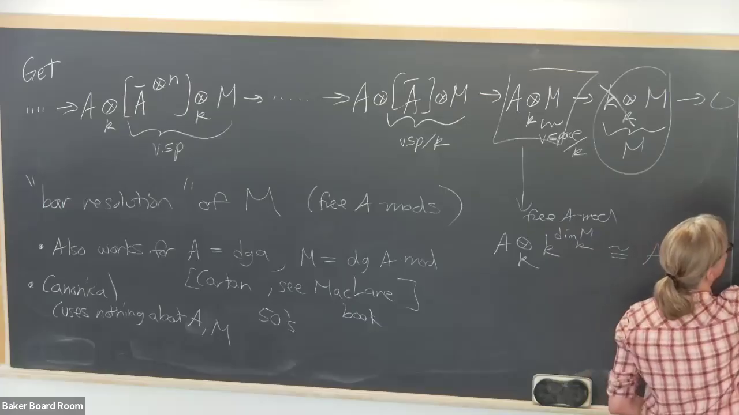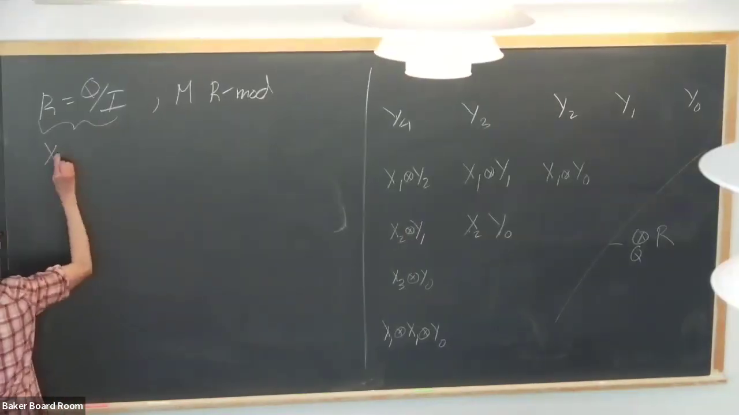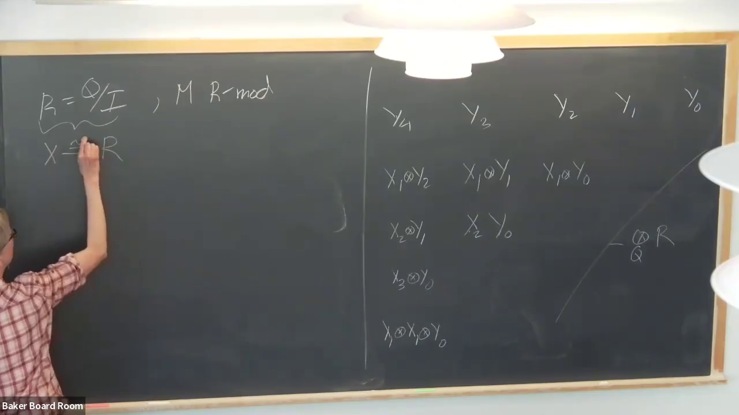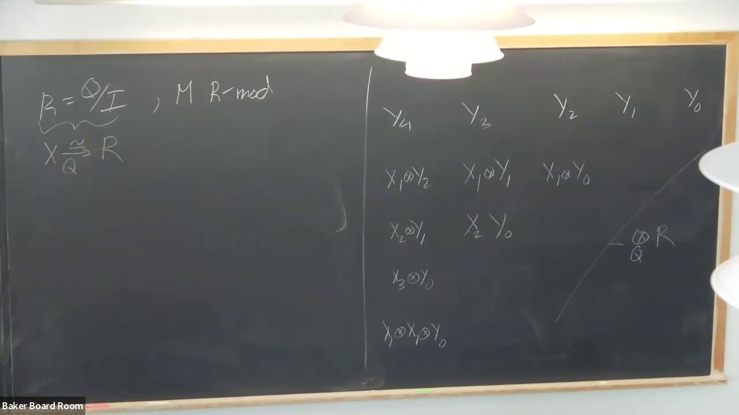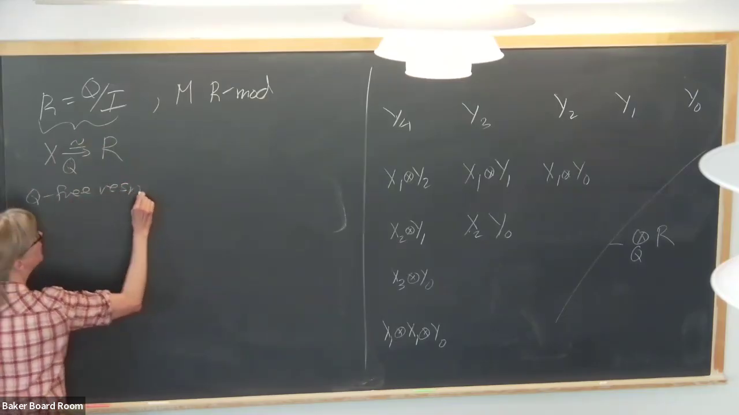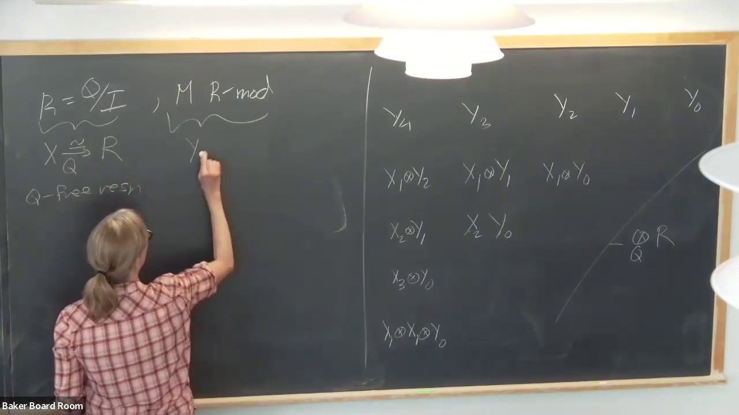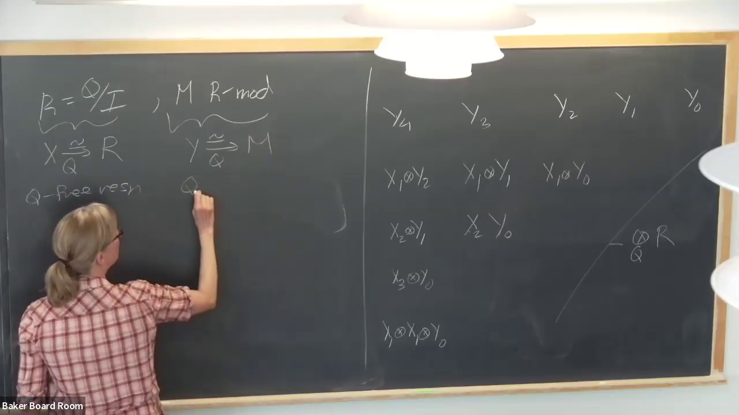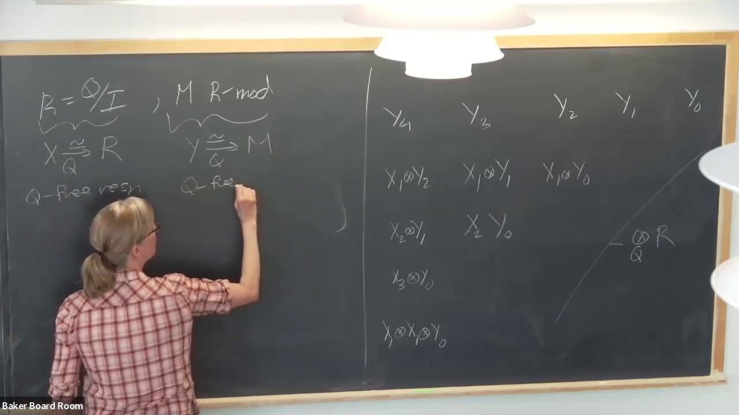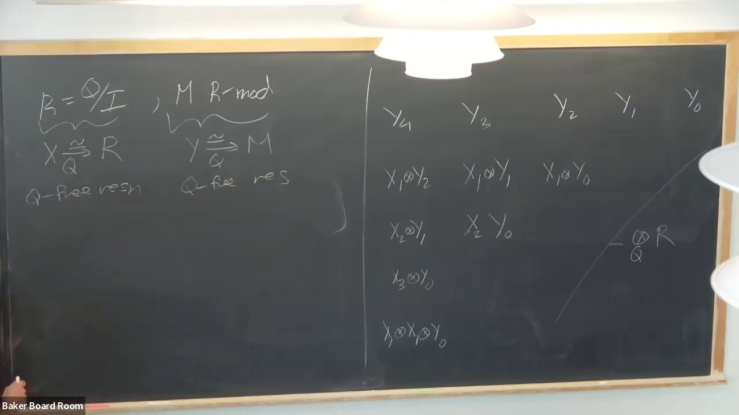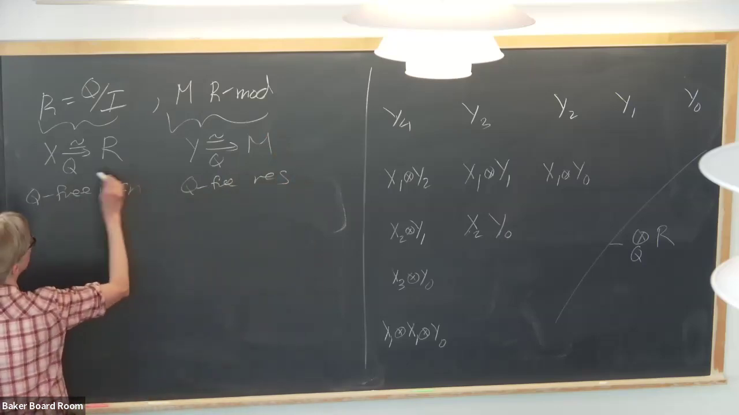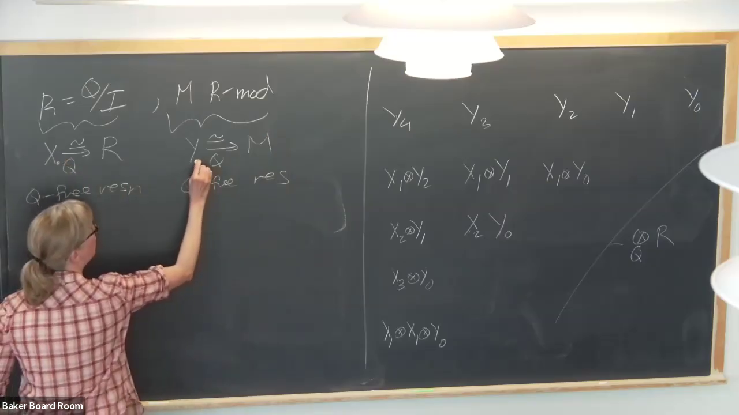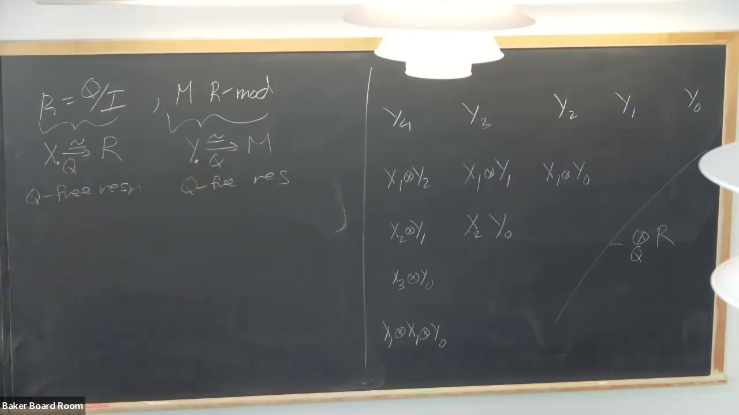So he's going to resolve R by a Q-free resolution. And he's going to resolve M also by a Q-free resolution. So maybe I'll put a dot for now because they're like complexes, but I'm going to stop writing dots. So we have two resolutions.